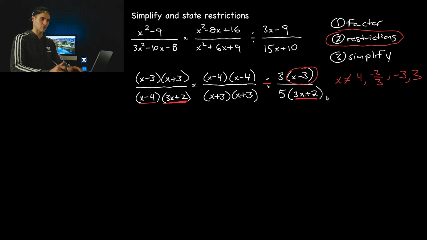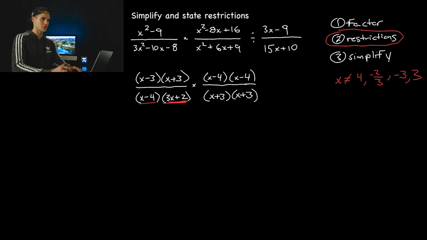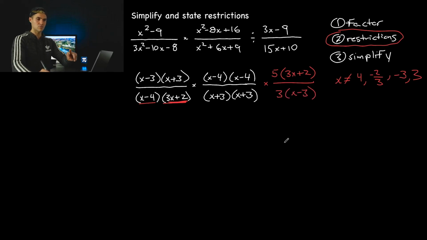Now, instead of writing all this out again, if you want, you could write the next line, but what I'm going to do is basically just flip this fraction here and change it to multiplying. So now we're going to be multiplying. We took out a 5, had the 3x plus 2, and we took out the 3 and had the x minus 3 in the numerator beforehand. So we're just flipping it, changing the sign to multiplication, and then here we can simplify.